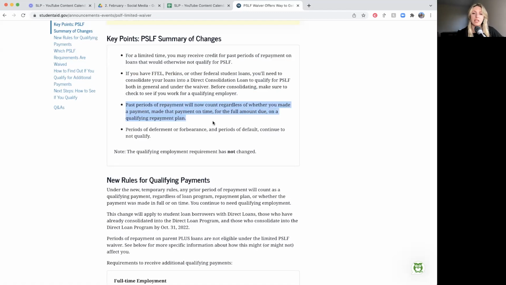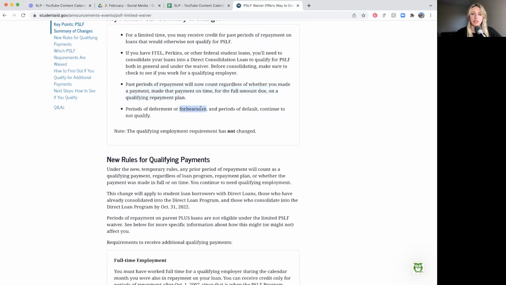So what this is saying is that if you had any payment period where you were in repayment, regardless of if you made a payment, or regardless if you made one on time, or regardless of how much that payment was due, regardless of the repayment plan, this is all going to now count towards the PSLF payment count.